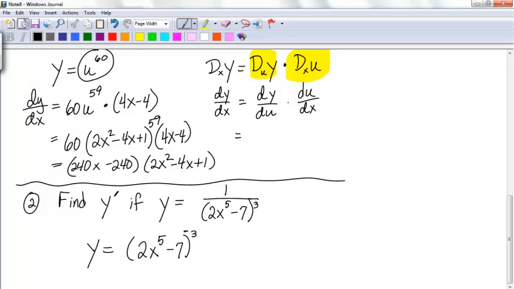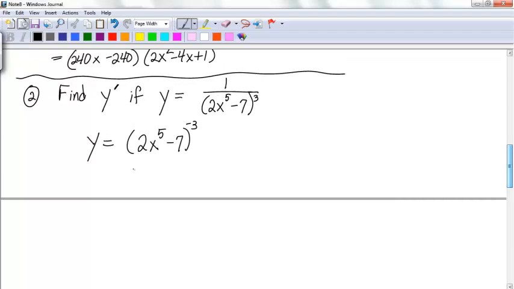I'm going to write that again. I didn't write that right there. To the negative 3 power. Now, if I'm doing chain rule, now do your y prime equals.